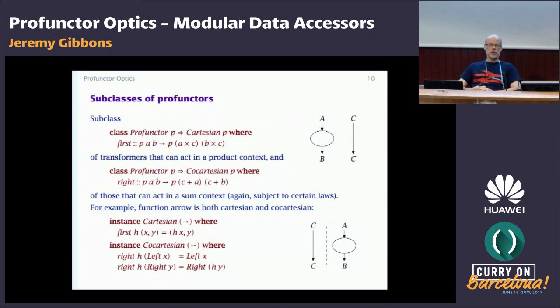Similarly, a co-Cartesian thing is something that deals with sums rather than products. So what comes in is either A's or C's. And if it's A's, you transform them into B's, and if it's C's, they just go through. So what you get out is either B's or C's. And what you need to do is provide a function that will do the plumbing for that. And as you might expect, functions, as well as being profunctors, are Cartesian profunctors and co-Cartesian profunctors, and it's easy to define the first and the right combinators for functions. The definitions are there on the slide.